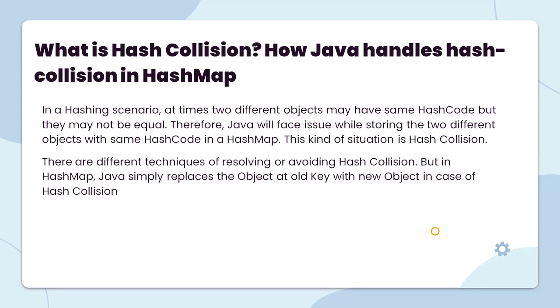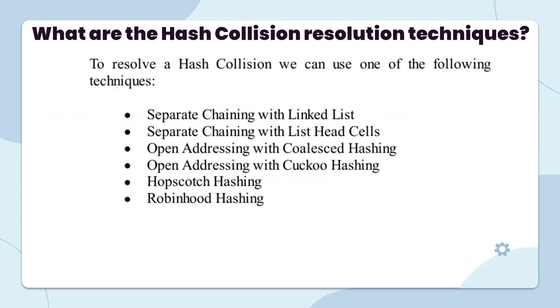There are different techniques for resolving or avoiding hash collision. But Java simply replaces the object at the old key with the new object in case of hash collision. What is that meaning? Java simply replaces the object at the old key with the new object.